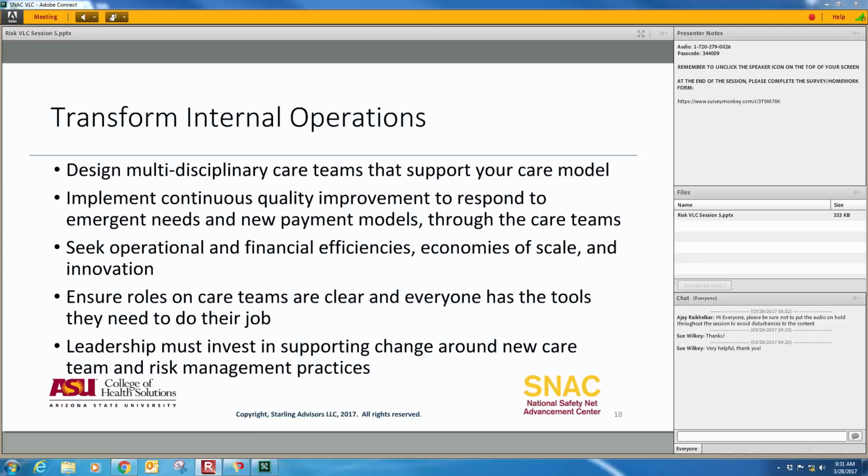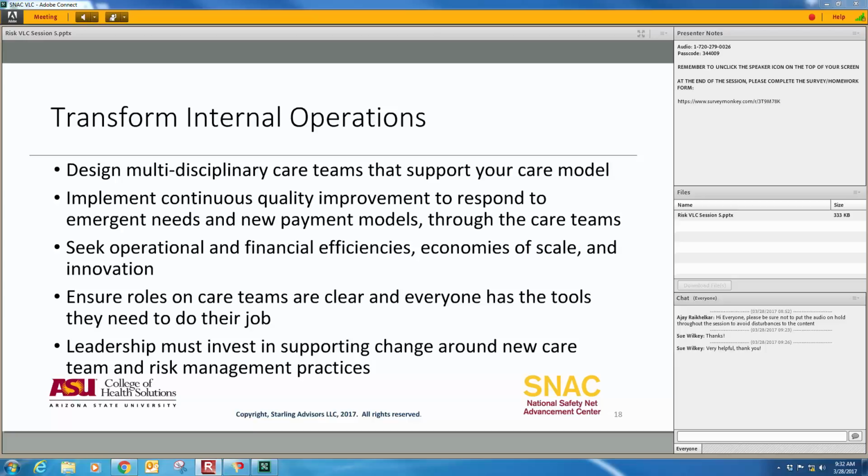Okay, so transforming internal operations. So this is another one that is a really big catchment area, but we think it's really important to these general strategies, and we want to just highlight some of the things that we've seen safety net practices undertake as they go through this care management, building out their care management infrastructure.